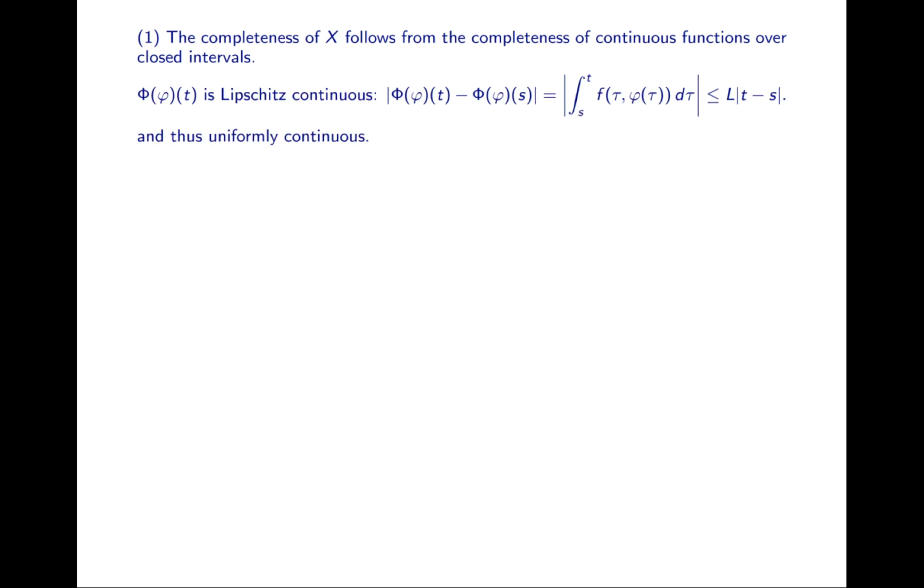So for 1, the completeness of X follows from the completeness of continuous functions over closed intervals. Why do I know that continuous functions over closed intervals is a complete set? Well, if a function is Cauchy under the supremum, then it converges uniformly. And if it converges uniformly, it must converge to a continuous function using a result from our second week. So now, of course, X is a subset of this space of continuous functions, but it's a closed subset. So X is complete.